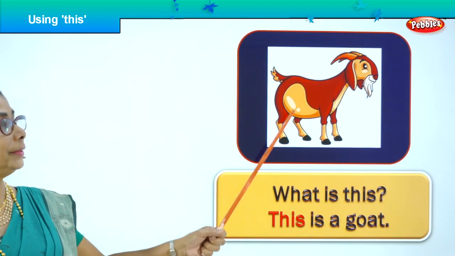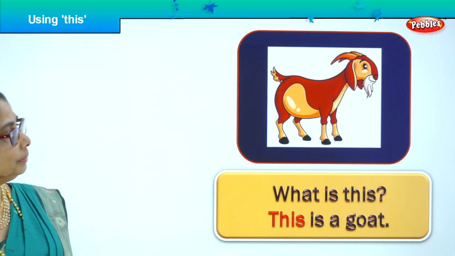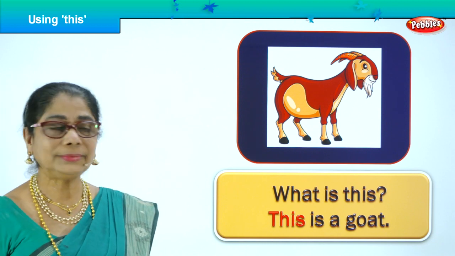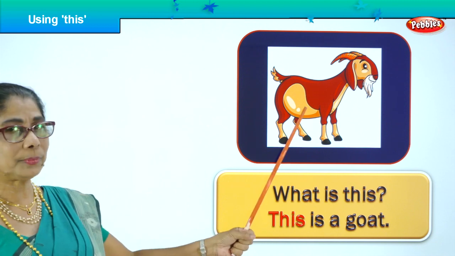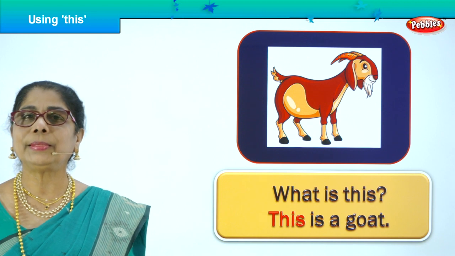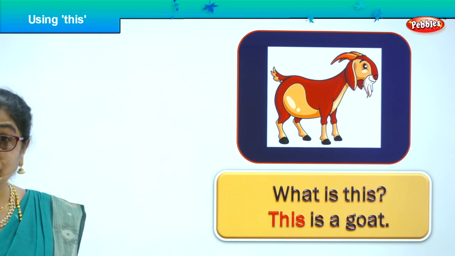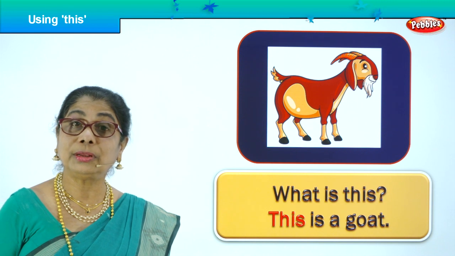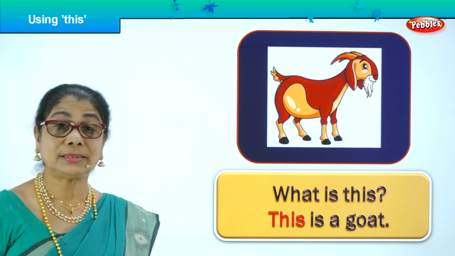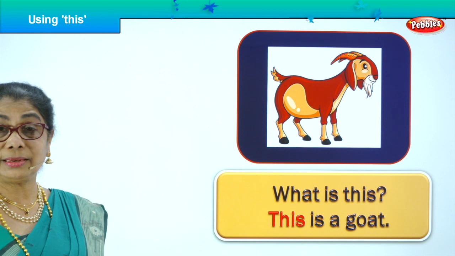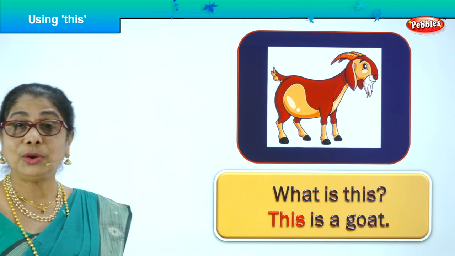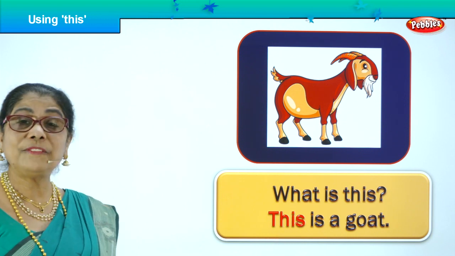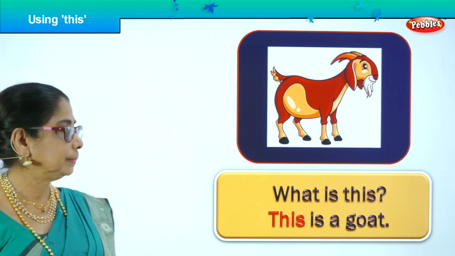See what you have here. Have you seen this animal? Yes. It's a goat. Where do you see a goat? In the market, at the farm. Some people keep it in the house. For what? For milk. Yes. Good. Let's read the question. Let's read the answer and look at the use of this in the sentence.